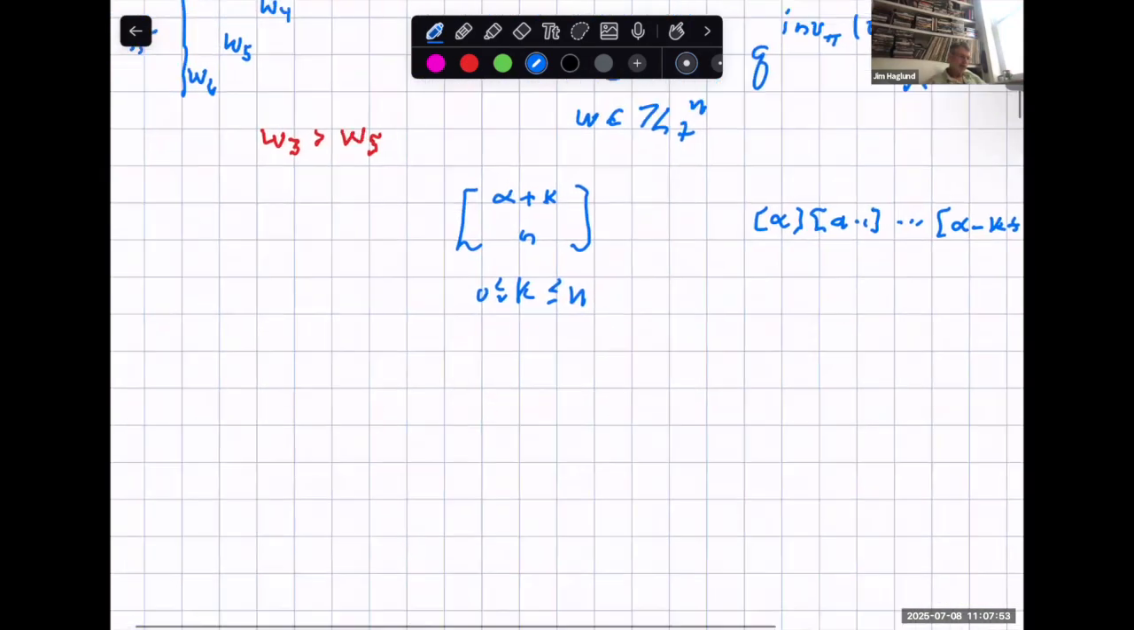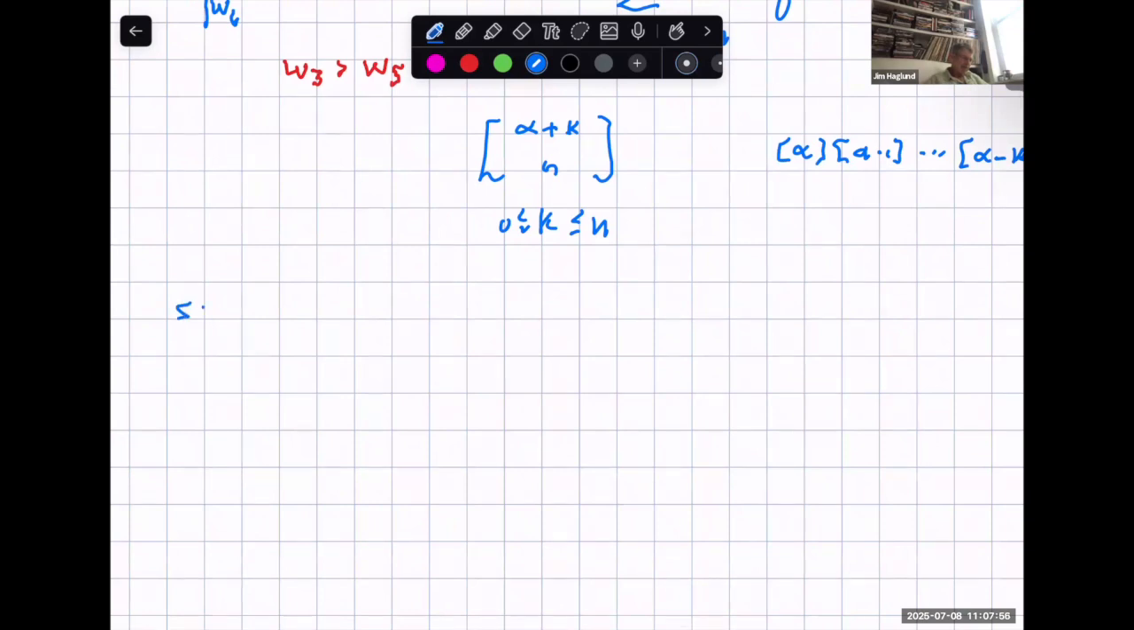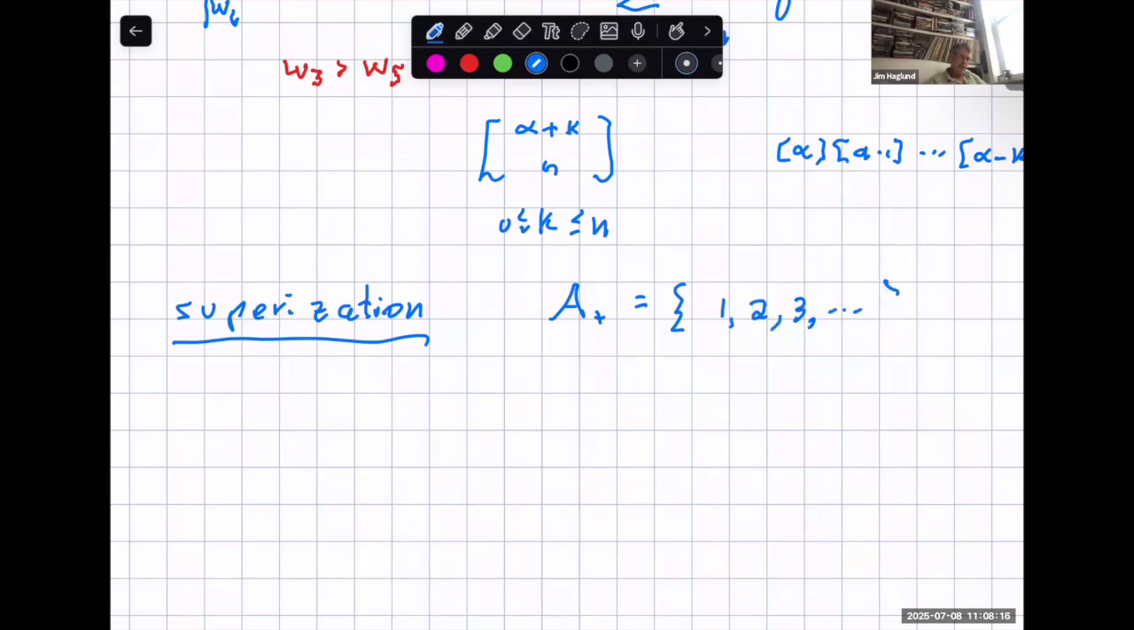Okay. So first idea, superization. So we're going to be working now with two different alphabets, a positive alphabet A plus, which is positive integers, and then a negative alphabet A minus, which has a bar over these integers.